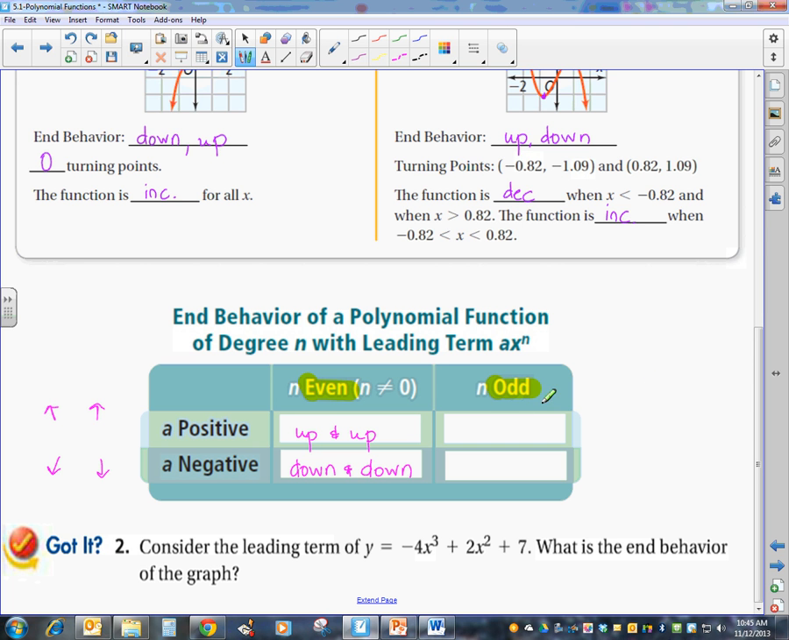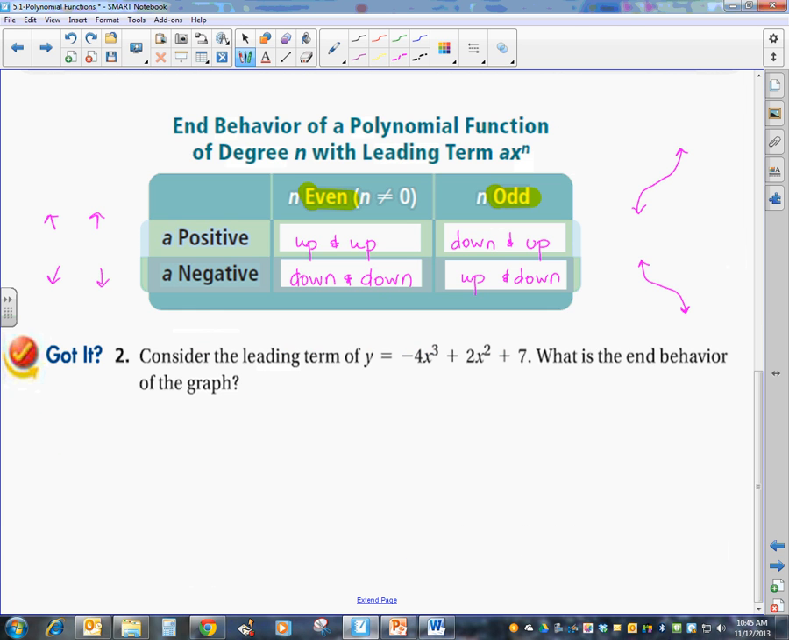Okay, what happens on my odd function? If you think of just your normal cubic function looking like this, then normally if A is positive, the left arrow is going down and the right arrow is going up. So if you were to make A negative, it flips, so it's looking like this, and we know that the left arrow is going up and the right arrow is going down. So we're learning a lot about polynomials by just looking at the equation.